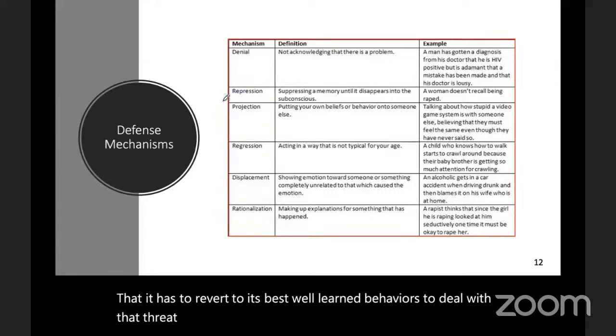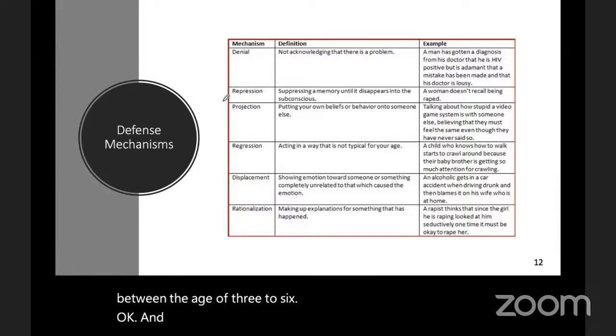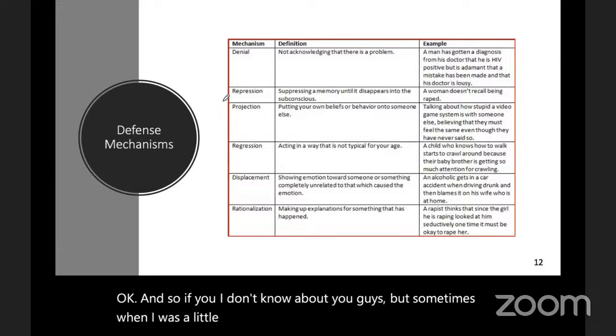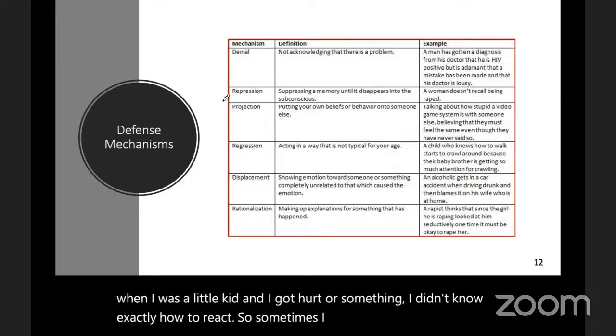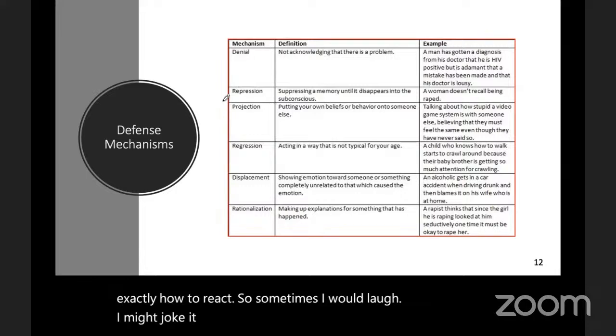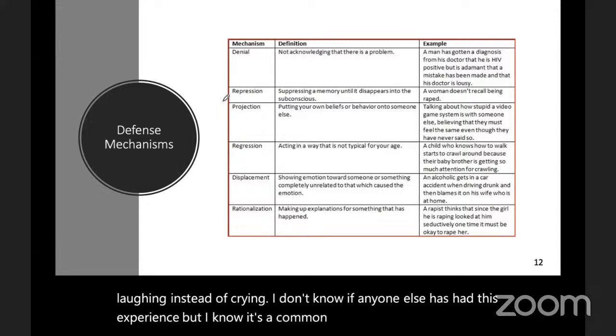Our best well-learned behaviors occurred between the age of 3 to 6. I don't know about you guys, but sometimes when I was a little kid and I got hurt or something, I didn't know exactly how to react. So sometimes I would laugh. I might joke it off, just thinking that I'm supposed to be laughing instead of crying. I know it's a common experience among children.